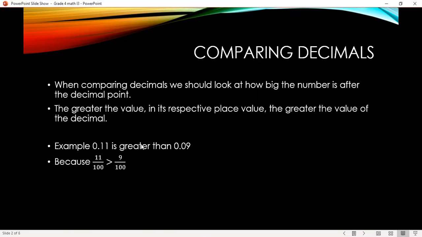This is because when we look at the values in their respective places, which means this tenths place here and the tenths place here, we can see that 1 is greater than 0. This is because we divide each one by 100, because we've got hundredths. So 11 divided by 100 is greater than 9 divided by 100.